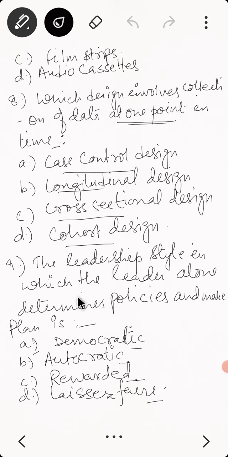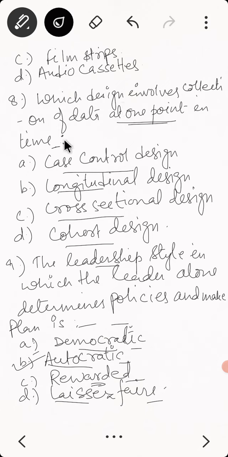The leadership style in which the leader alone determines the policy and makes the plan. Democratic सभी की चाहिए हमें. Rewarded is not any kind of leadership style. This is spirit जिसमें कि सब anyone can give suggestion. So the right answer for this question is autocratic. Okay, moving on to the next question.